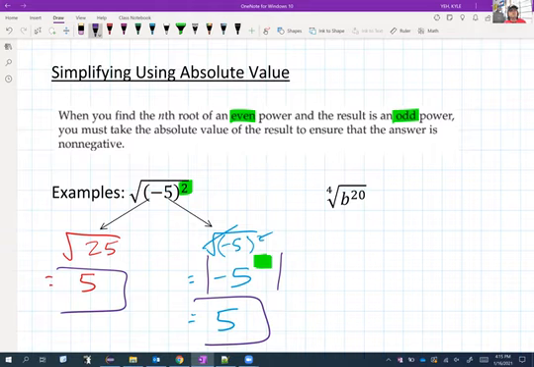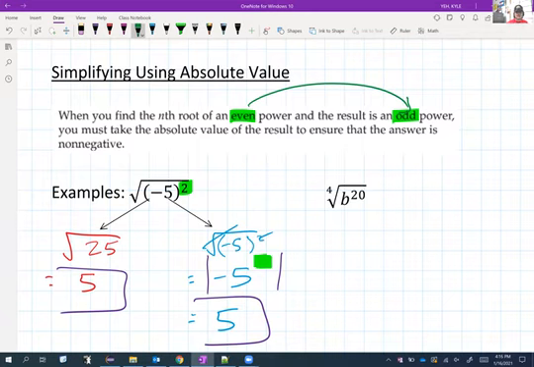Now, if that explanation kind of went over your head a little bit, if it didn't make tons of sense, I'm never going to ask you to explain this rule, but you do need to be aware of it. So if you just want to say, okay, I know there's a rule and I'm going to learn when to apply it and leave it at that: starting with even, ending with odd, you got to take the absolute value.